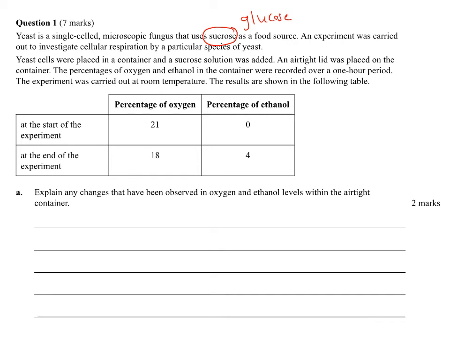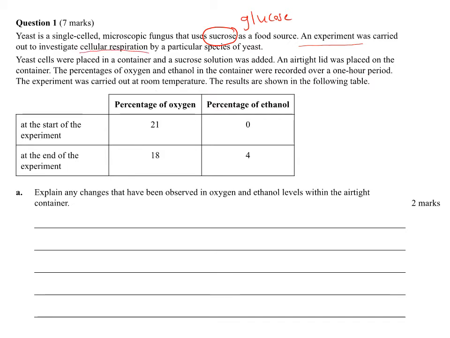This is a really good example of a question that has incorporated an experiment. Like I said, that's a big focus on the exam now, that you need to demonstrate your knowledge of a topic, and often that's done through looking at experiments. So an experiment was carried out to investigate cellular respiration by a species of yeast. Okay, it's given you the topic here.